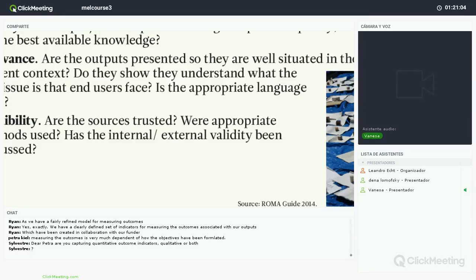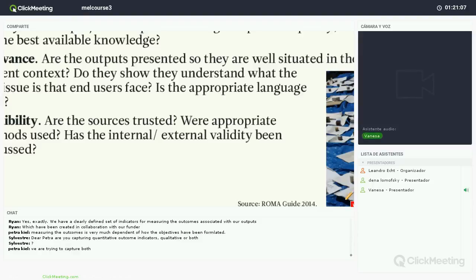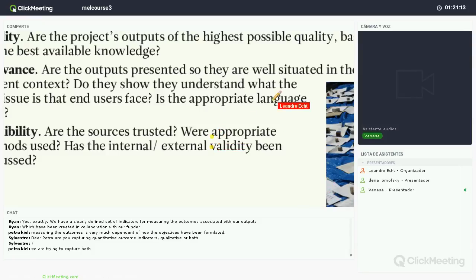Someone switched off. I don't know, Leandro, I cannot see the zooming in here. I want to make this smaller, but the zoom is out.